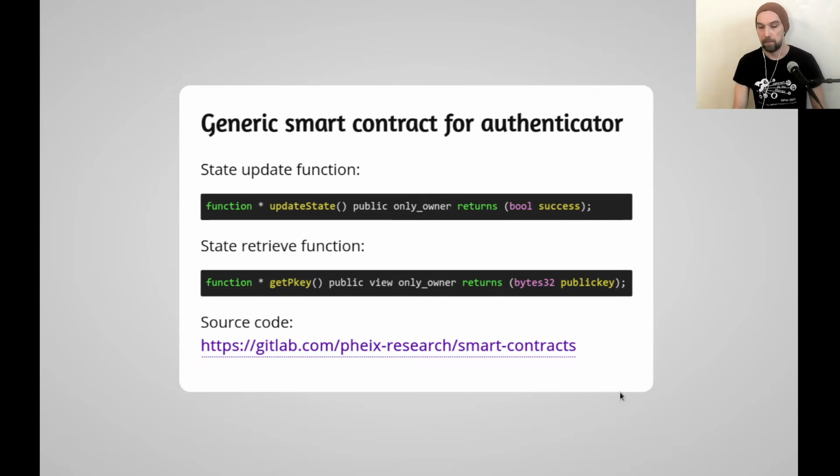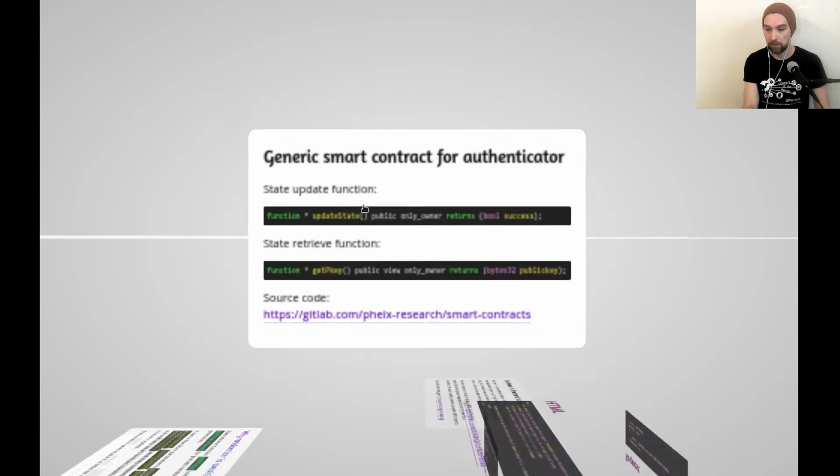Let's discuss the generic smart contract for the authenticator. It has a few basic functions like update state and get PK, I mean some public metadata. This is the code in Solidity. As you see, we have public and only node owner pragmas for the smart contract.